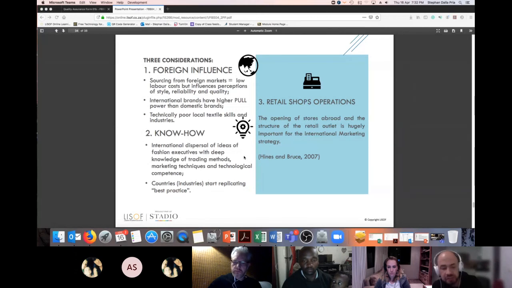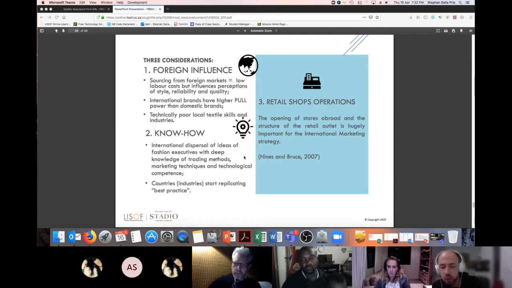And that joins with the know-how, point number 2. Global companies have access to global techniques, trading methods, technological competence. That's how the best ideas get dispersed, because best practice gets developed internationally.